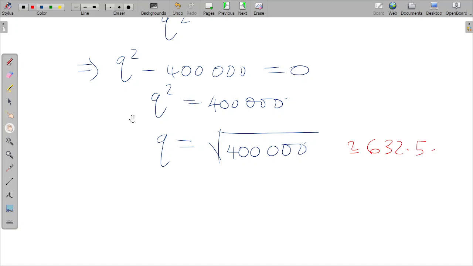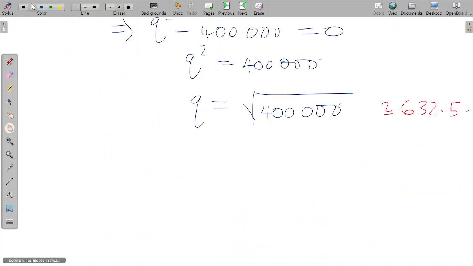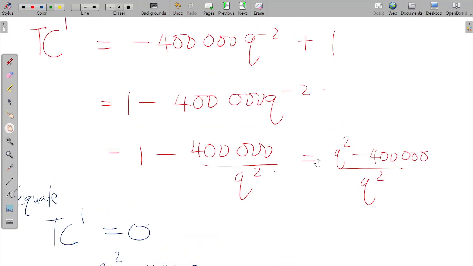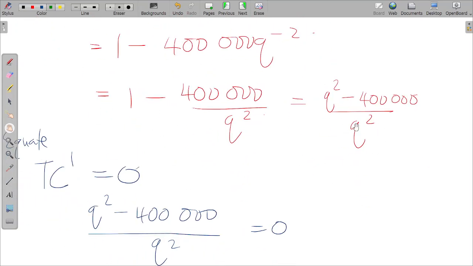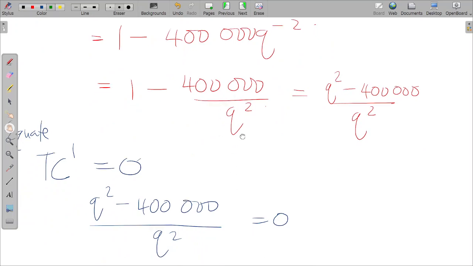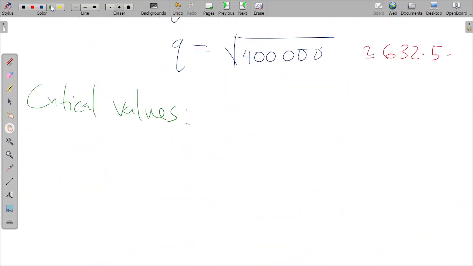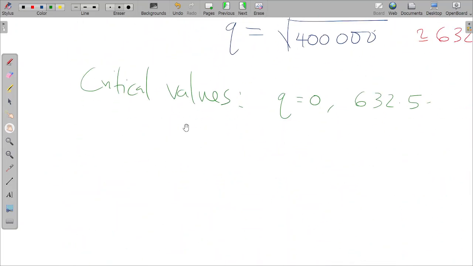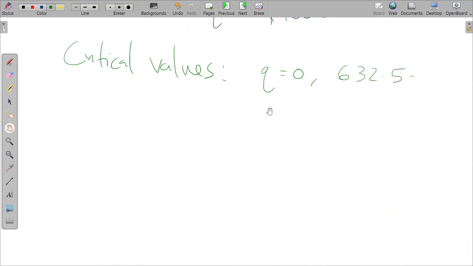Okay. Alright, now we need to find the critical values. What are the critical values? Before the critical values, let's check at what point the derivative will not exist. At q equals to 0, the derivative will not exist. So our critical values are now q equals to 0 and 632.5. Alright, we are minimizing, so we need to test for relative minimum or relative maximum.